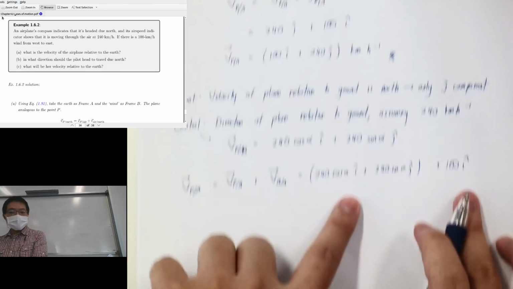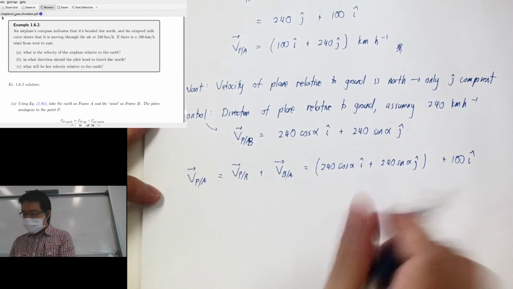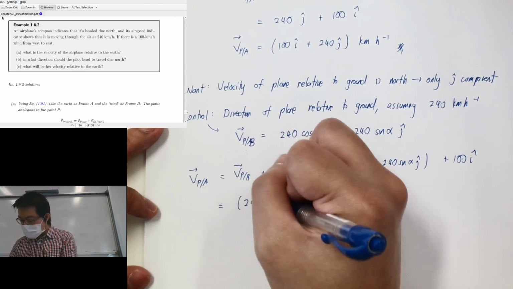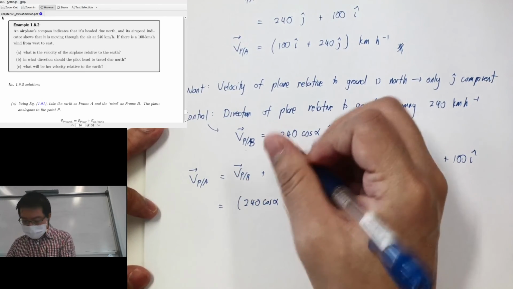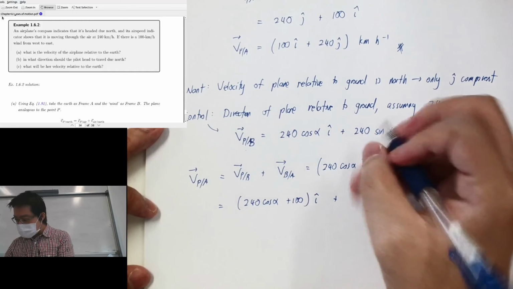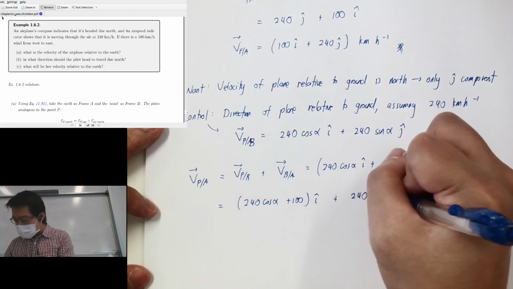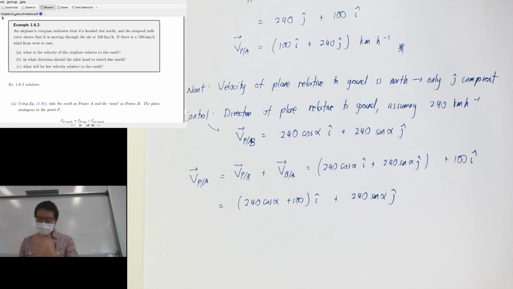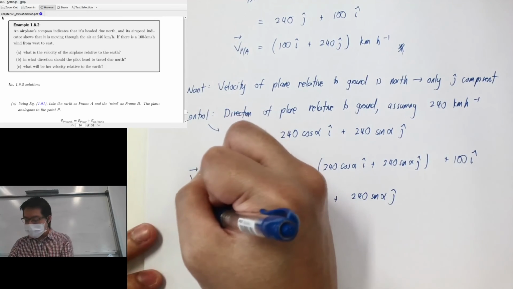Right, so I got the x and y components over here, so I can combine the two together. Basically I have 240 cos alpha plus 100 as the i component, and the j component is 240 sine alpha. Okay, so this is how we want to solve.